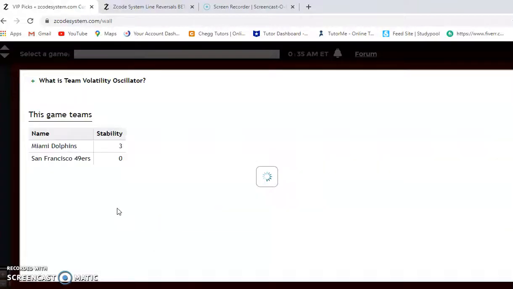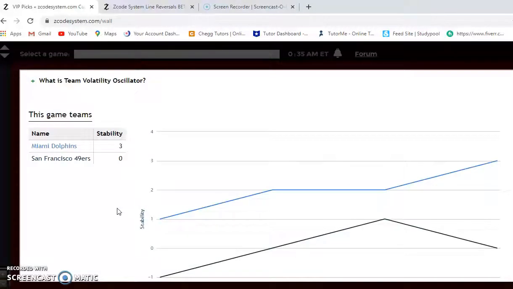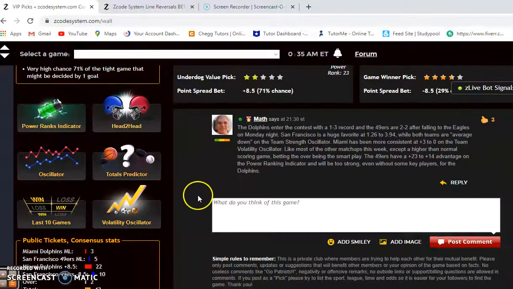If you look at the volatility oscillator to see how stable the two teams are, 49ers not very stable at 0. Miami very stable at +3, meaning they're playing consistently, as their favorite underdog status indicates. And as a heavy underdog, it's a very good bet to play the 49ers in this one. And that's how I'm going to end it on this one. You're going to bet the 49ers.